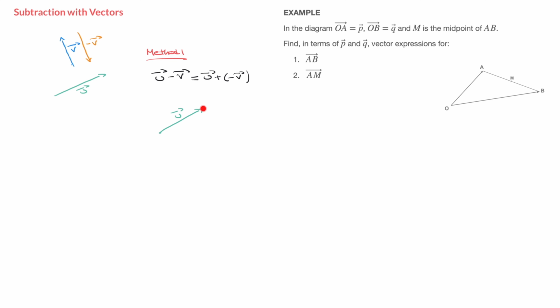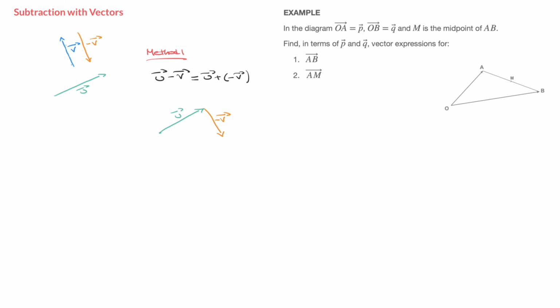Now from the head of this vector, so at this point right here, I draw the vector that's being added to u, and that's the vector opposite of v, or negative v. And negative v, remember, is the orange vector we have up here. So starting from the head of vector u, I'll make a copy of that negative v, which looks something like this. There we go, that's negative v.